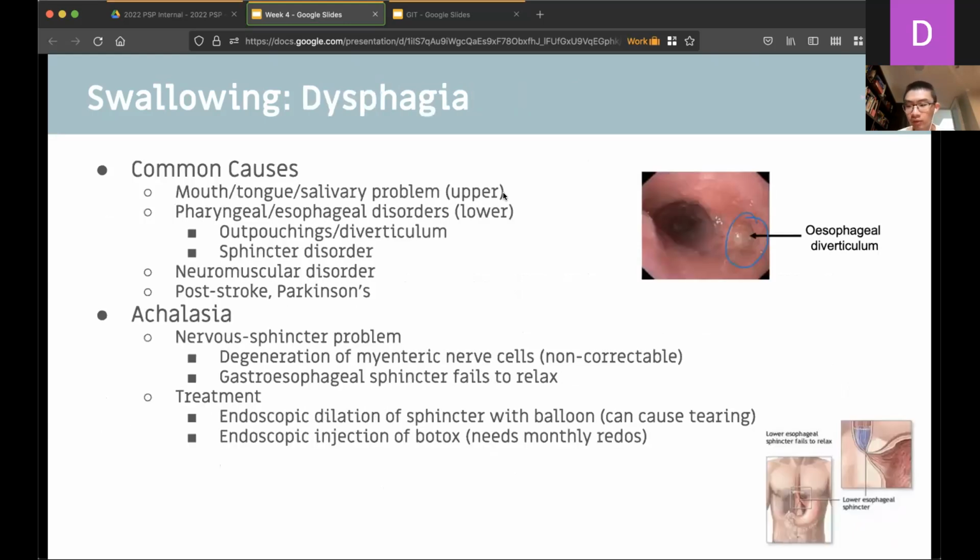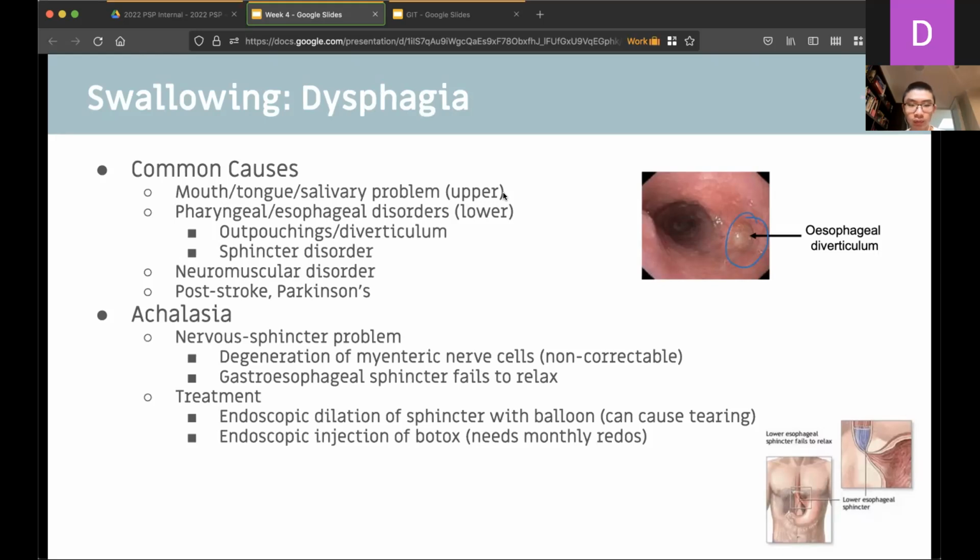And of course, there are disorders with swallowing as well. Common causes are mouth, tongue, and salivary problems. Again, digestion starts up there. If that's impaired, you're going to have trouble swallowing as well. Then you've got your pharyngeal and esophageal problems, which are the lower part of your swallowing phases.